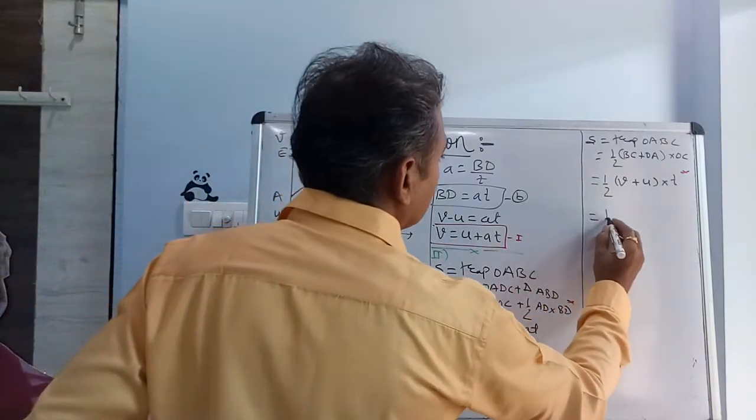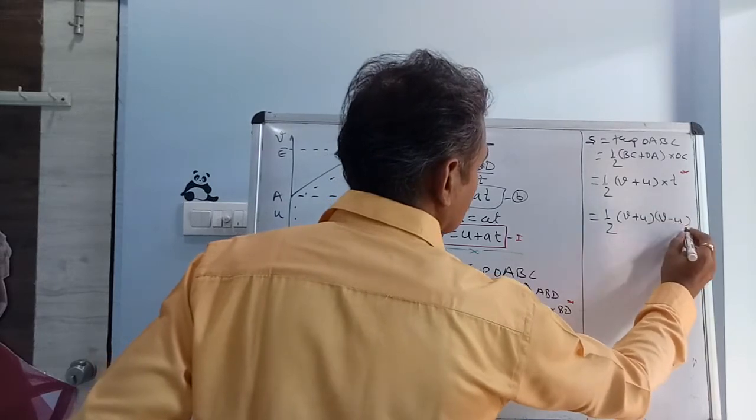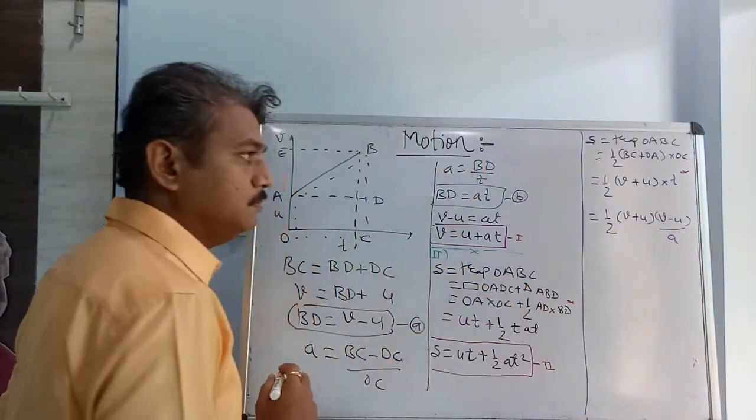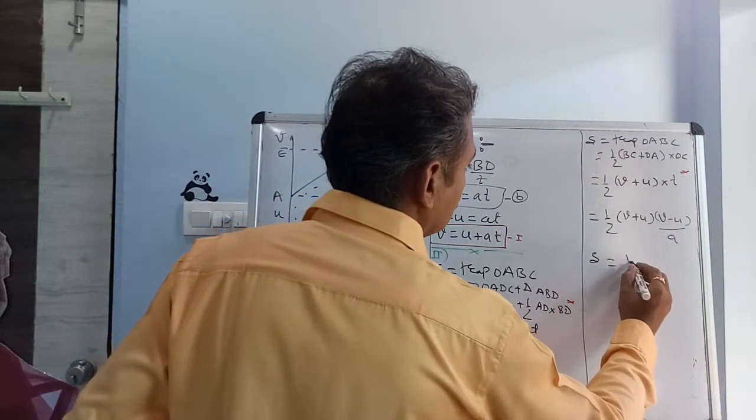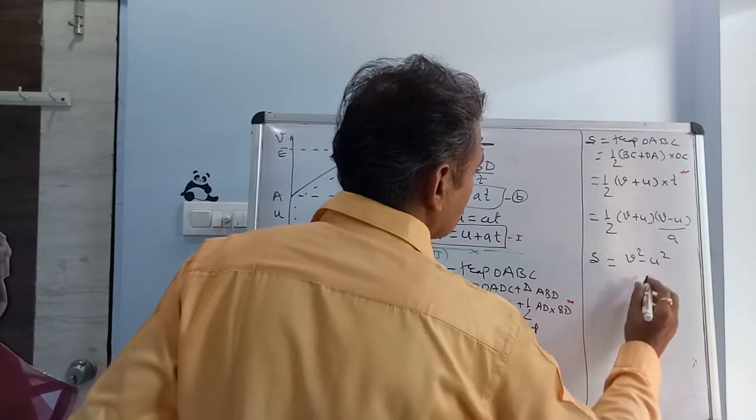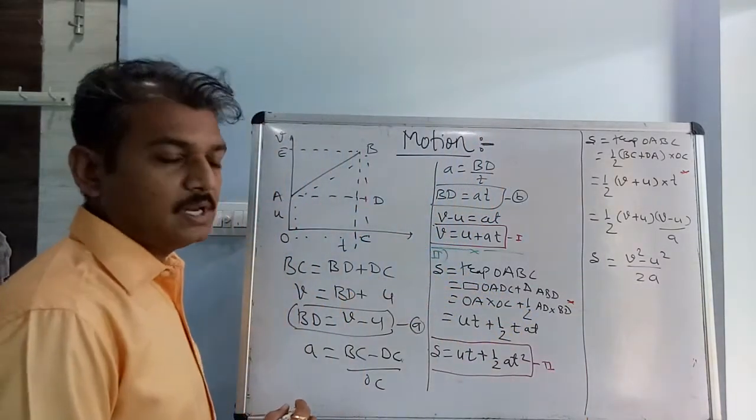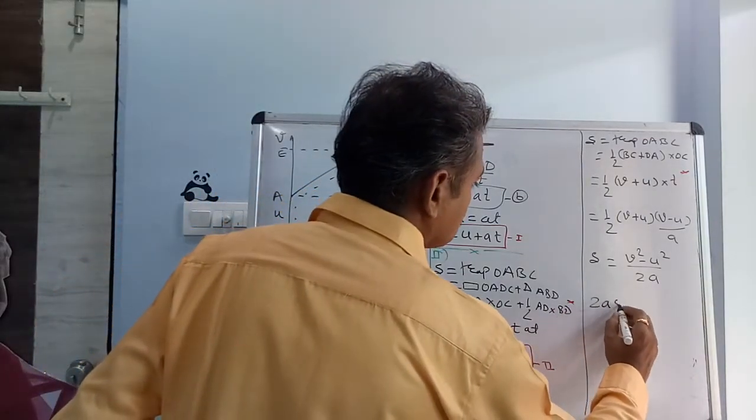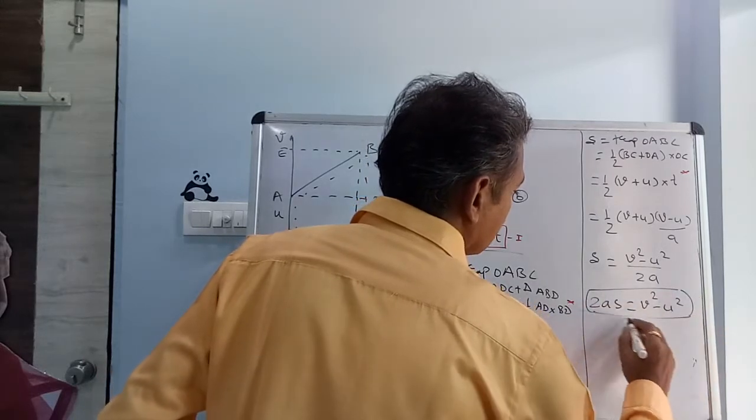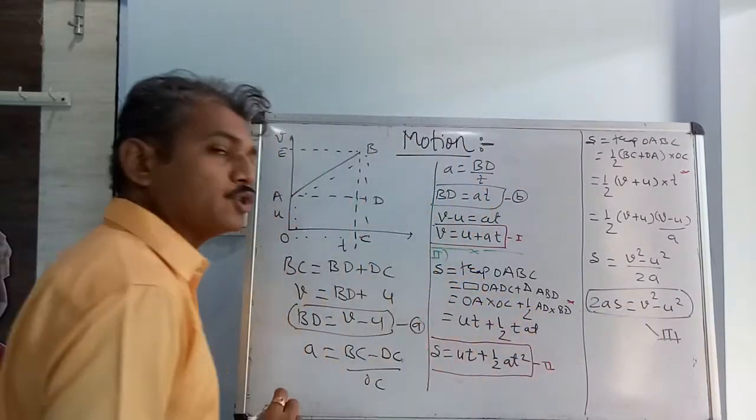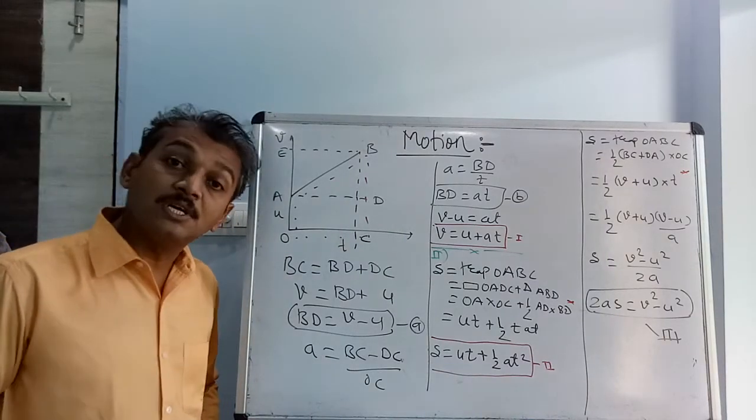So you will get half (V plus U) times (V minus U) upon A. So now S is equal to V square minus U square upon 2A. So finally we can write twice AS is equal to V square minus U square. This is the third equation of motion. In this way we have talked about three equations.